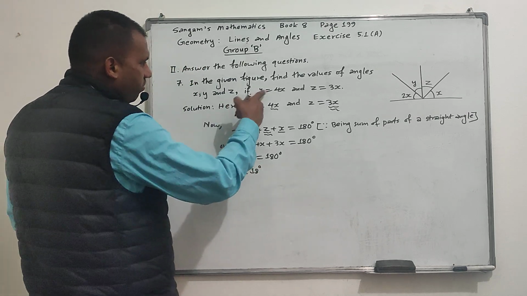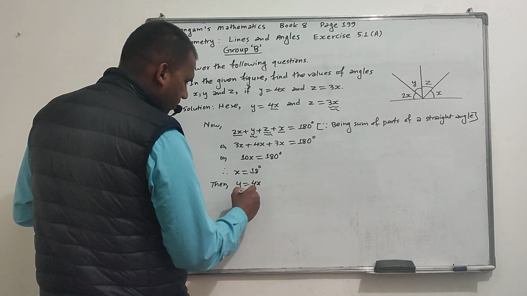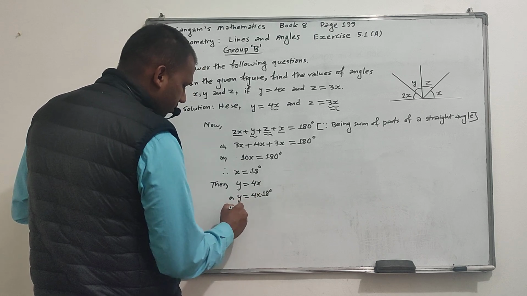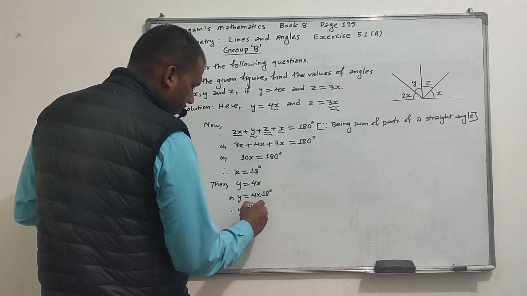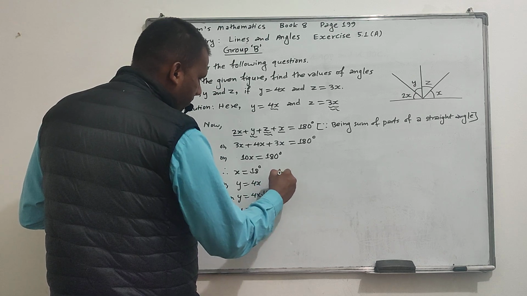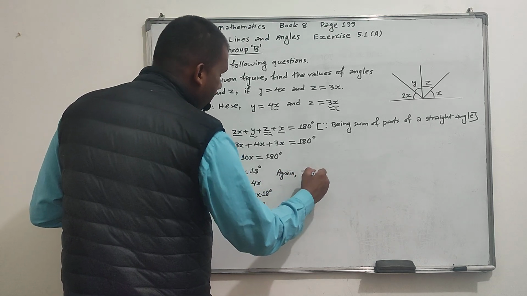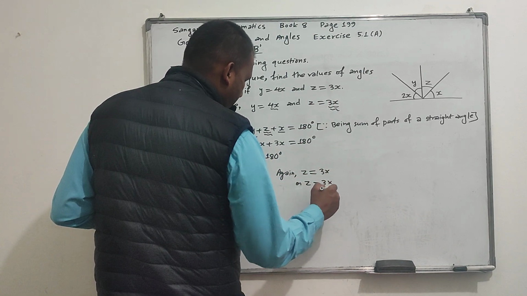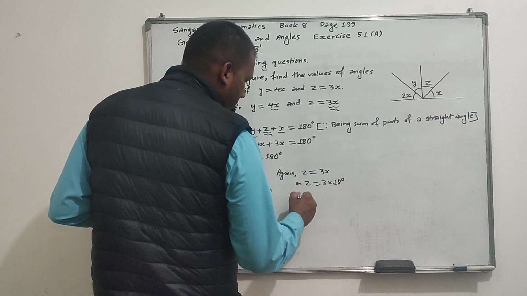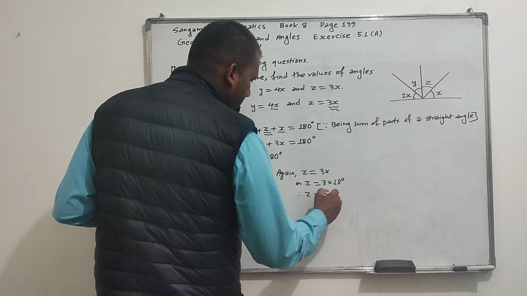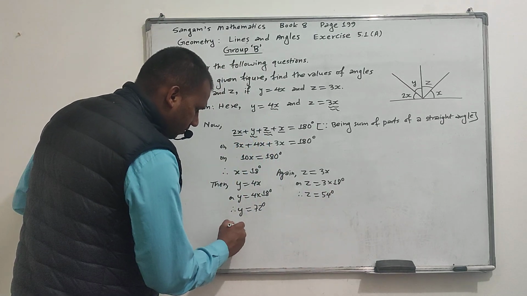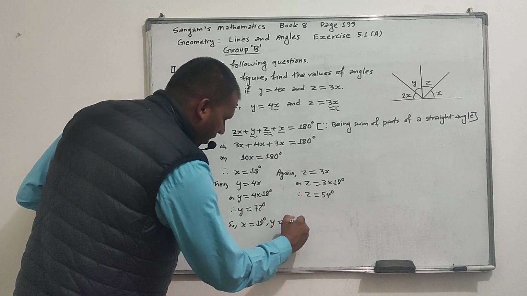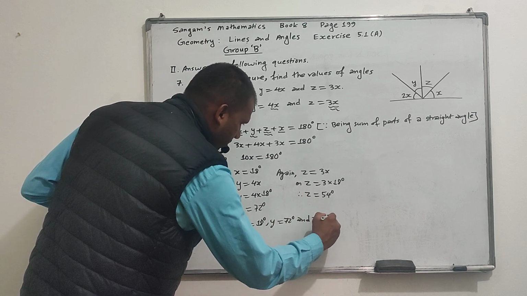Then y equal to 4x, or y equal to 4 times 18 degrees. Therefore y equal to 72 degrees. Again z equal to 3x, or z equal to 3 times 18 degrees. Therefore z equal to 54 degrees. So x equal to 18 degrees, y equal to 72 degrees, and z equal to 54 degrees.